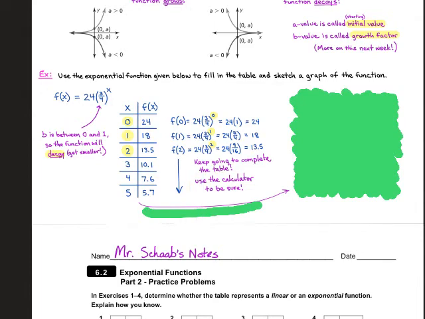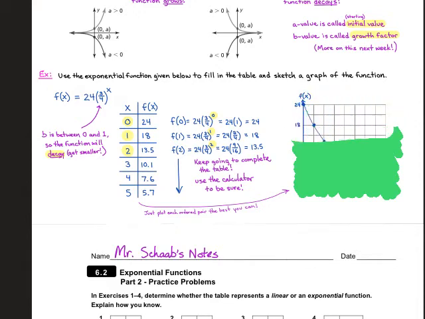Now all we have to do is sketch the graph. So what we're going to do is just plot each ordered pair the best we can. We want to make sure we fit all these numbers on our graph. So let's take a look at how I did it.